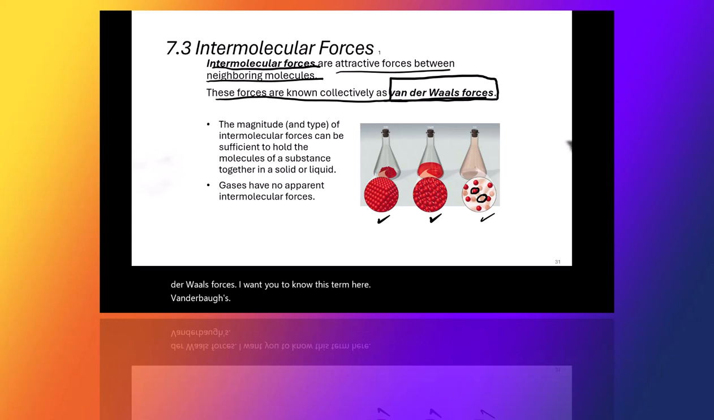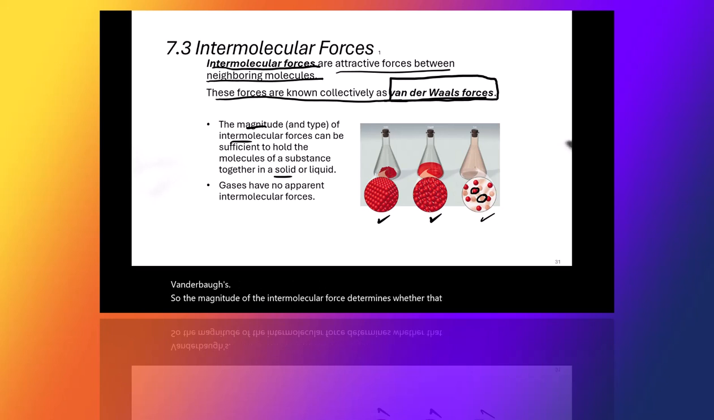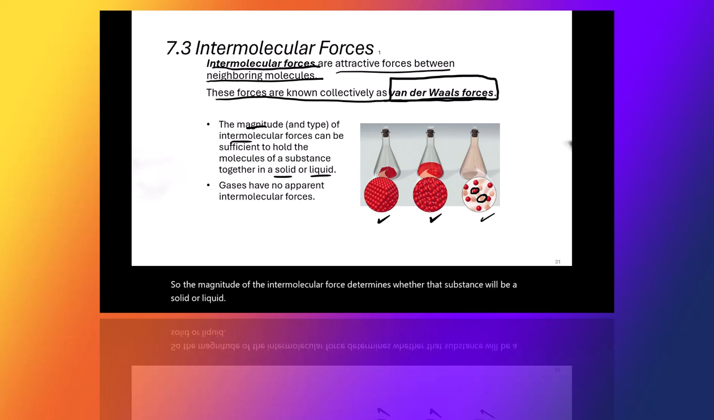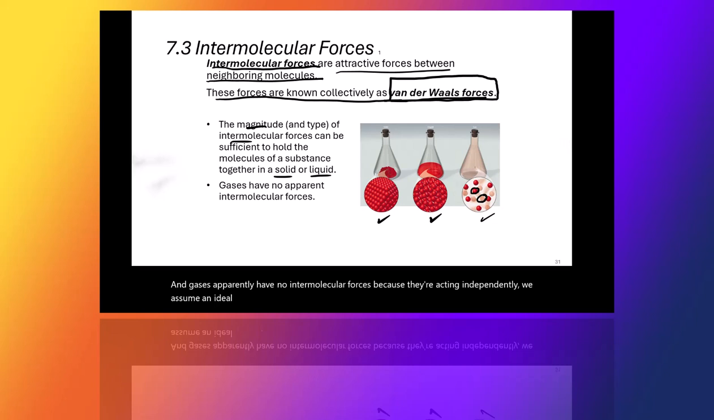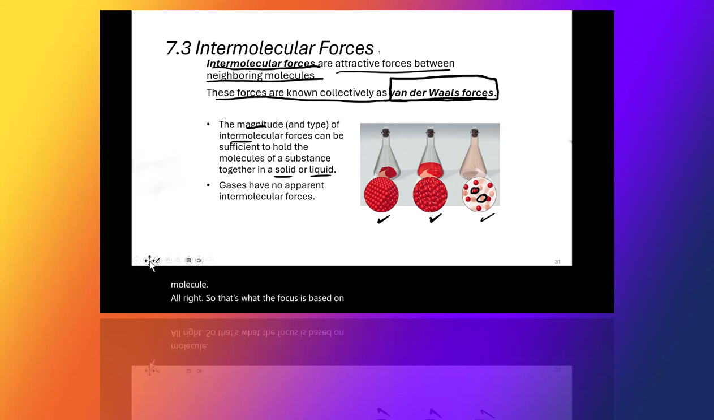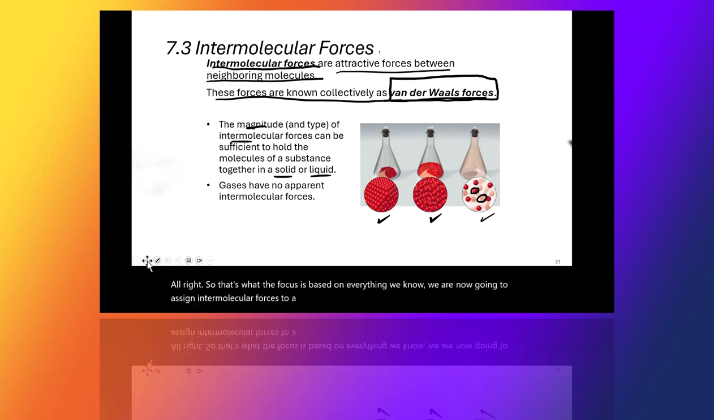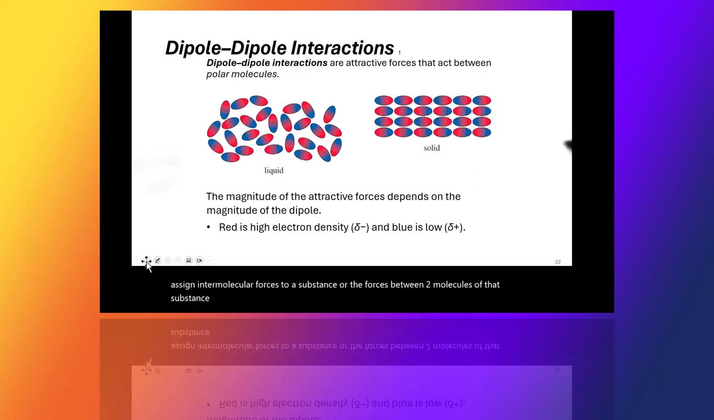So the magnitude of the intermolecular force determines whether that substance will be a solid or a liquid. And gases apparently have no intermolecular forces because they're acting independently. We assume in an ideal gas, each molecule is acting independently and it's not attracted to another molecule. All right, so that's what the focus is. Based on everything we know, we are now going to assign intermolecular forces to a substance, or the forces between two molecules of that substance, or all the molecules.